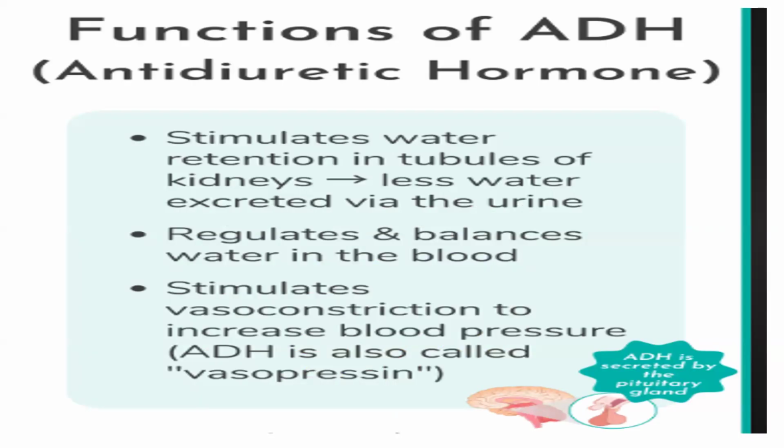So ADH is going to stimulate retention in the kidneys, less water excreted in the urine. Whenever the body releases ADH, it's going to cause the body to hold water. If we don't have enough ADH, we're going to lose water. And what produces ADH? Where does it come from? Where is it stored at? The posterior pituitary gland. Good. It's also called vasopressin. You need to know that.